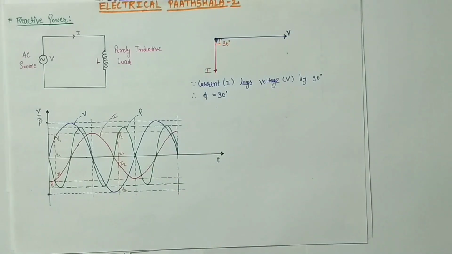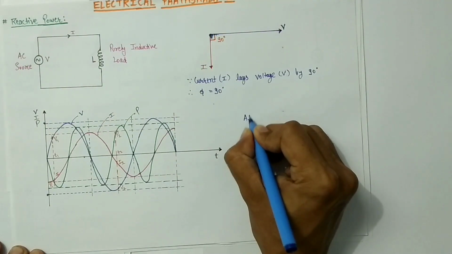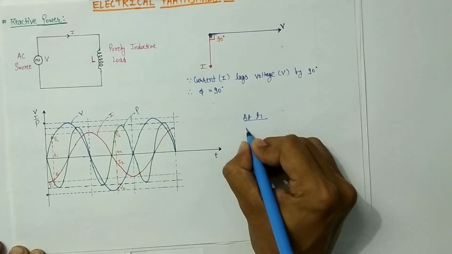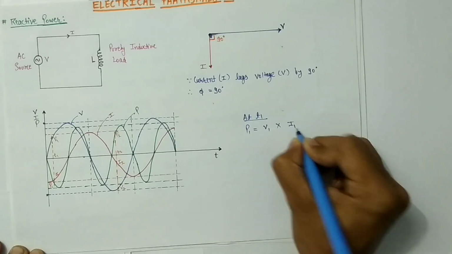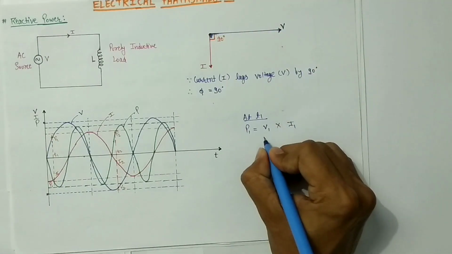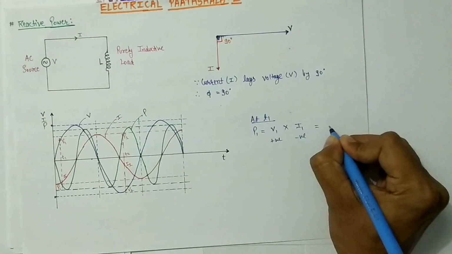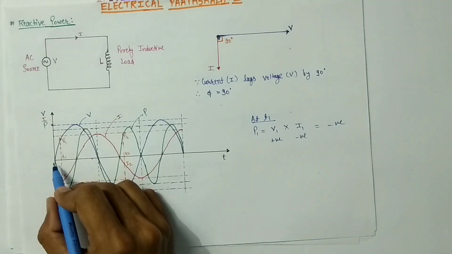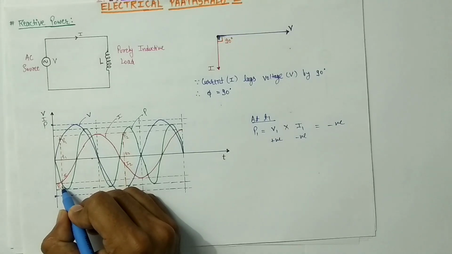Now in this waveform also we will measure instantaneous power at various instants. Now at this instant T1, we will measure instantaneous power P1, which will be the multiplication of V1 and I1 at that particular instant. Now here we can see that V1 is positive, I1 is negative, and the product will be negative. You can also see this in this waveform, that the product of this V and I is negative, and our instantaneous power P1 at instant T1 is negative.